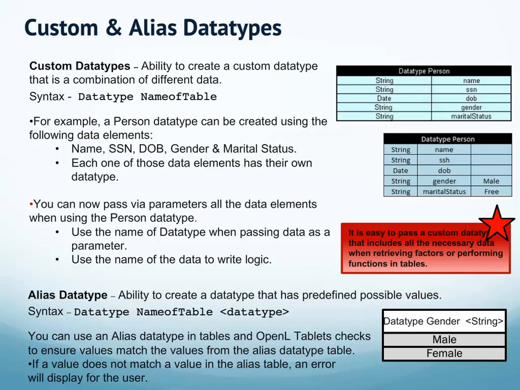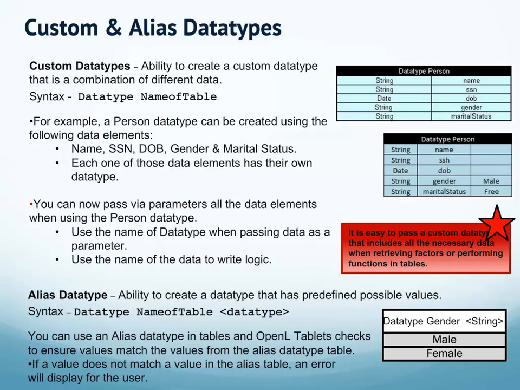For example, a person's data type can be created using the following elements, which are name, social security number, date of birth, gender, and marital status. Each one of those data elements you'll see has their own data type, whether it's string or date. So after you create this data type, it kind of becomes a container or a way to pass a set of data into an OpenL other table or function.